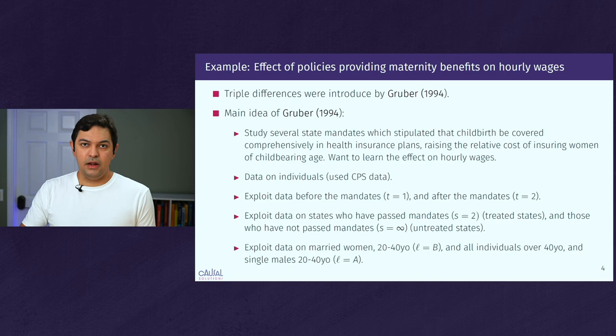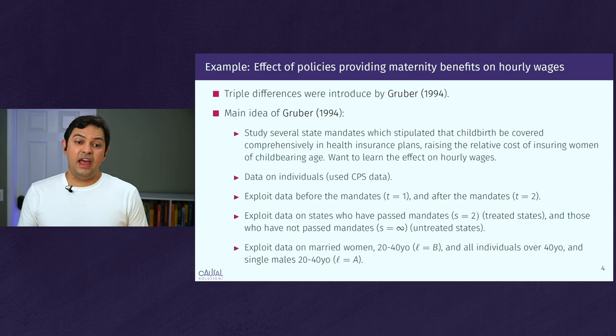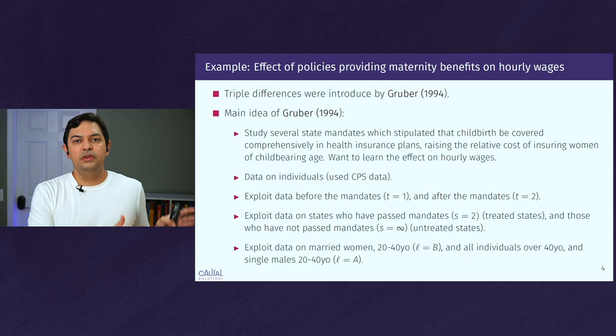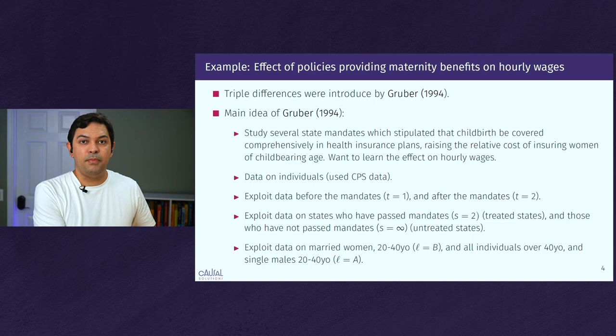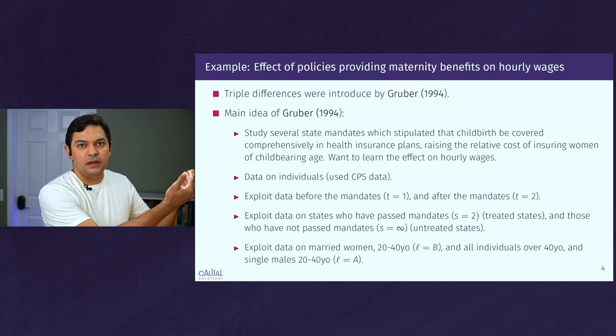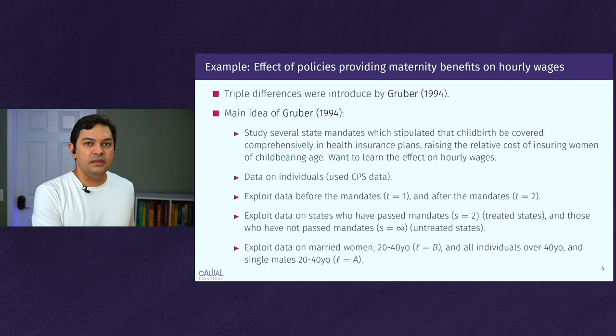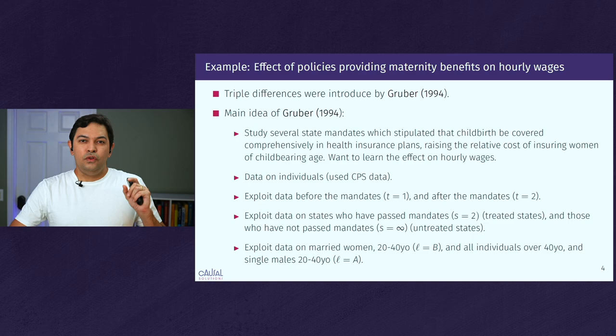And also among those who are between 20 and 40, we're going to have single males between 20 and 40. So we essentially partition our data into two groups: women 20 to 40 years old, and all individuals older than 40 plus single males between 20 and 40. Now, these people live either in a state who adopt the policy or in a state who do not adopt the policy, so S equals 2 or S equals infinity. And I have data on before the treatment, before this policy was enacted, and after this policy was enacted. So you see, this is essentially the components of a triple difference setup.